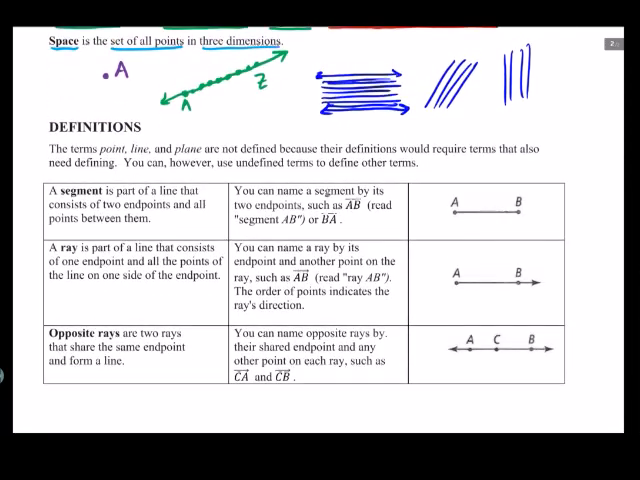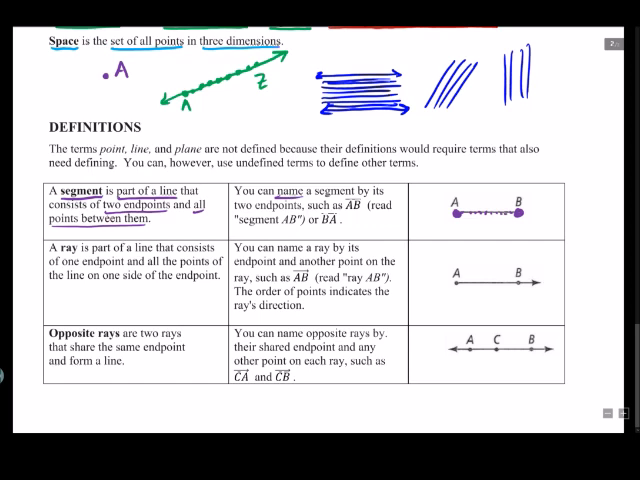And finally, we are going to look at some definitions. Point, line, and plane are going to be used to give us all of the definitions that we are going to use to describe all of our geometric figures. A segment is simply a part of a line that has two endpoints and all the points in between them. So here's our two endpoints A and B, and all of the points that are in between here make up our segment.